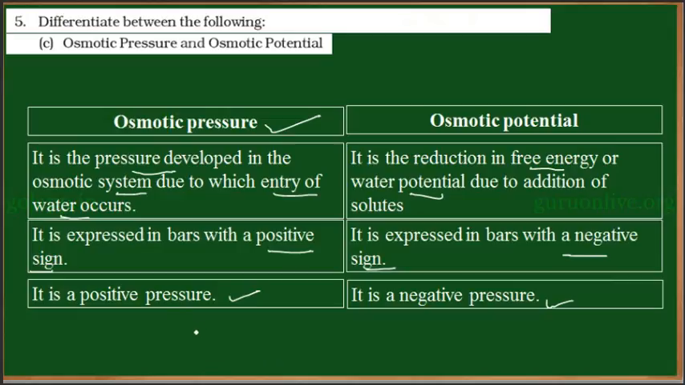Osmotic pressure is developed by the solute present in a solution, and the movement of solute creates a pressure. This induces the entry of water into the system. And in osmotic potential, the same solute which is added to a solution reduces its water potential, and hence its value will be negative, and the value of osmotic pressure will be represented by a positive sign.